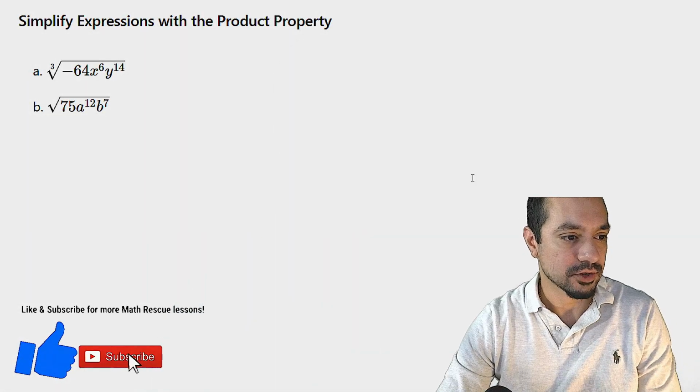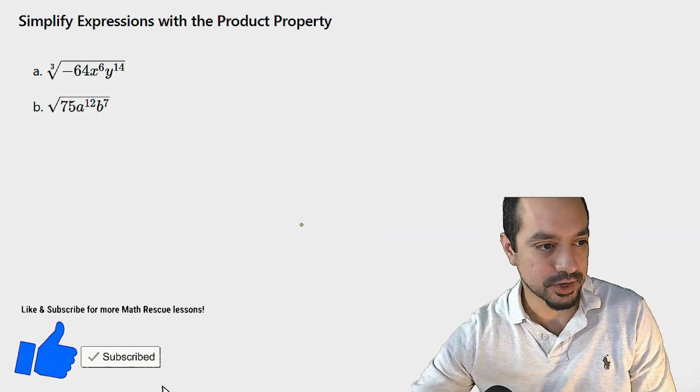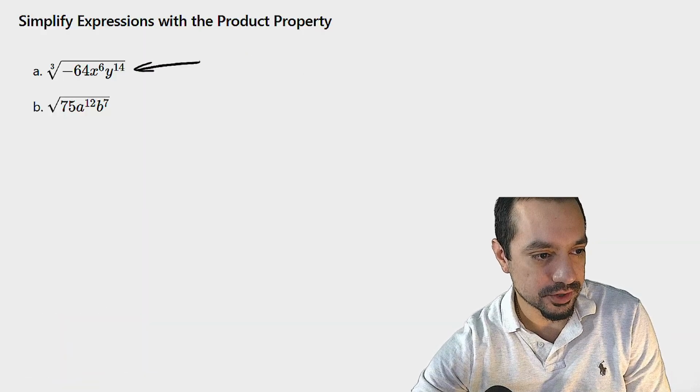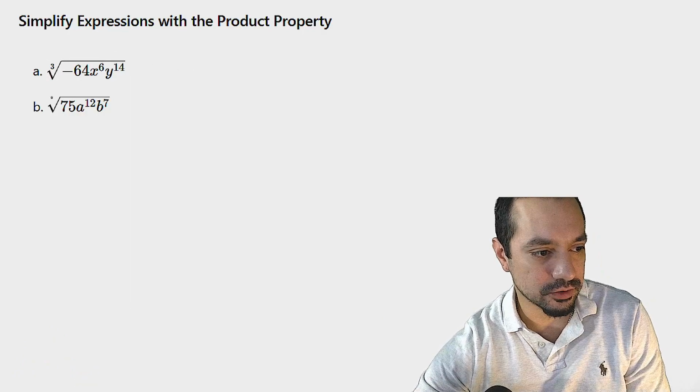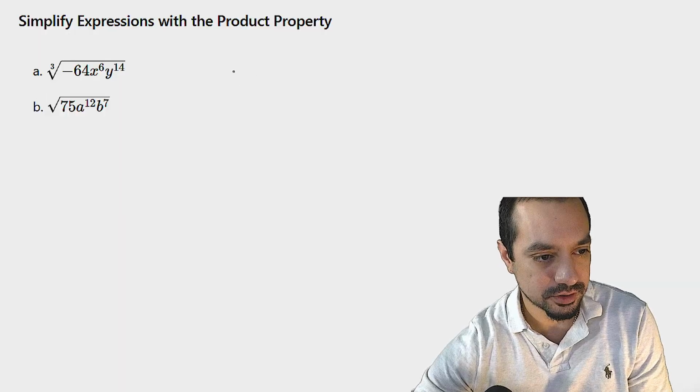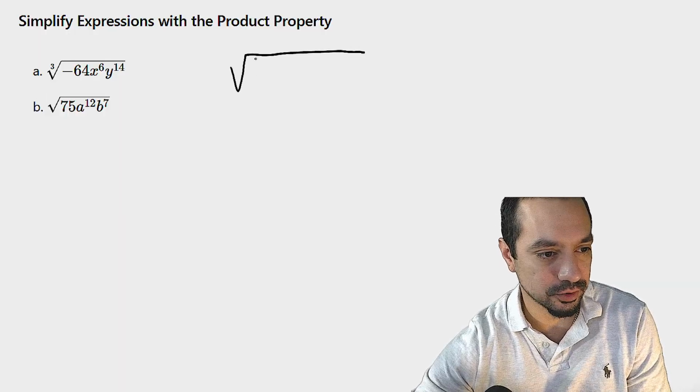Alright, so we have two radical expressions here. One of them is a cube root. The top one's a cube root because the index is 3. And the bottom one is a square root because I can't see the index. So let's start off with our cube root.